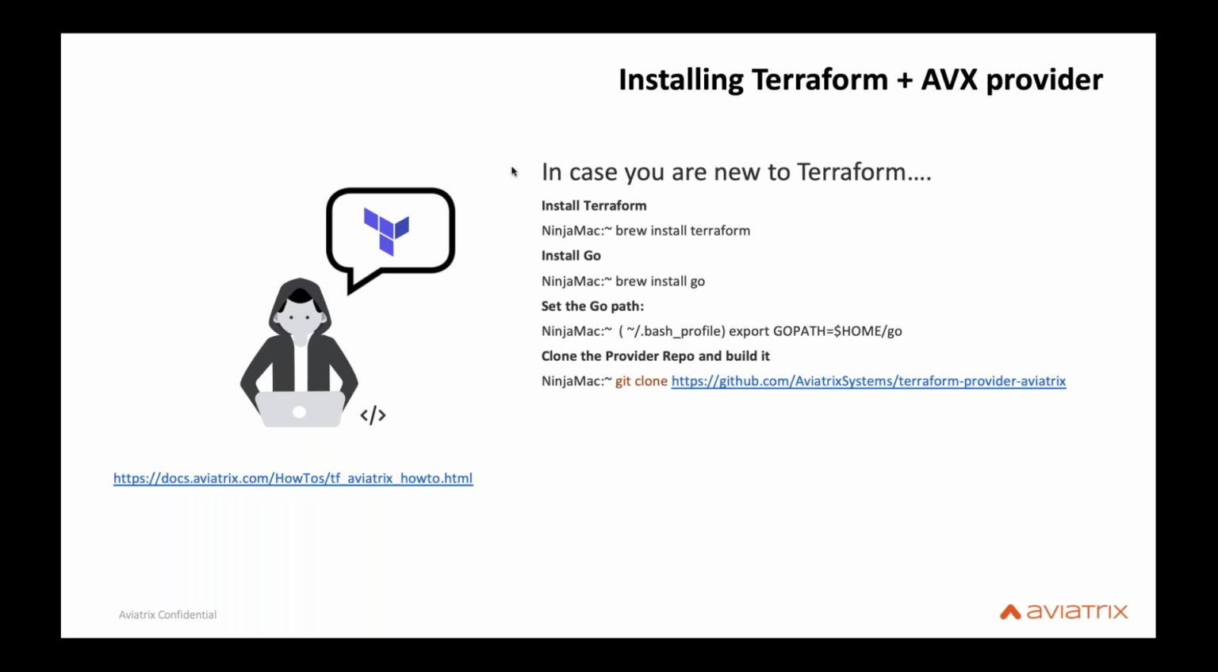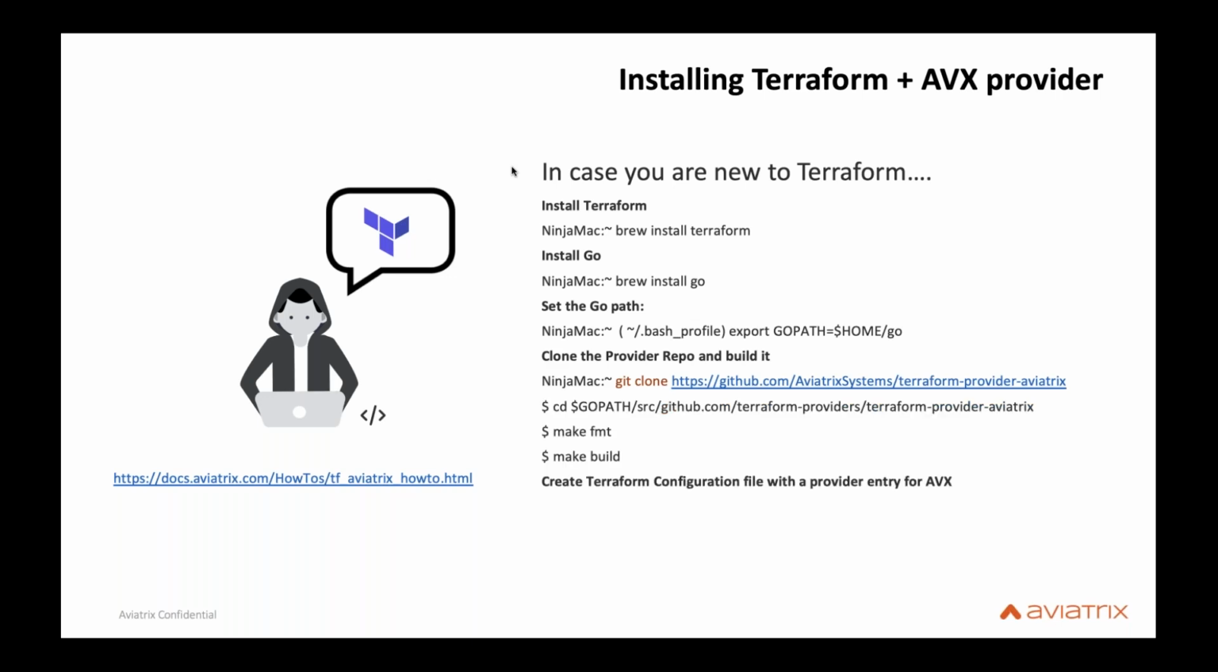Then you'll clone our provider repo and then CD into that new directory. You run your format, you run your build, and then the last thing you'll need to do is to create a Terraform configuration file with an entry that points to the Aviatrix provider. If you don't have the Terraform configuration file, that's how you can make one, and just make sure it has an entry in it that looks like this.